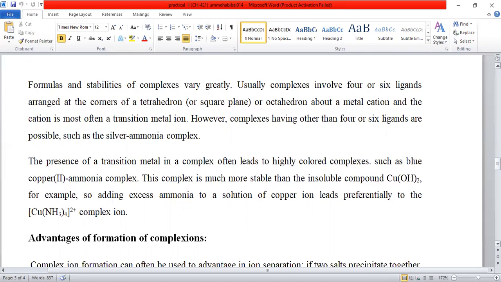The presence of a transition metal in a complex often leads to highly colored complexes, such as the blue copper ammonia complex. This complex is much more stable than the insoluble compound copper hydroxide, for example. So adding excess ammonia to a solution of copper ion leads preferentially to a complex ion, and that complex ion is the tetraammine complex.